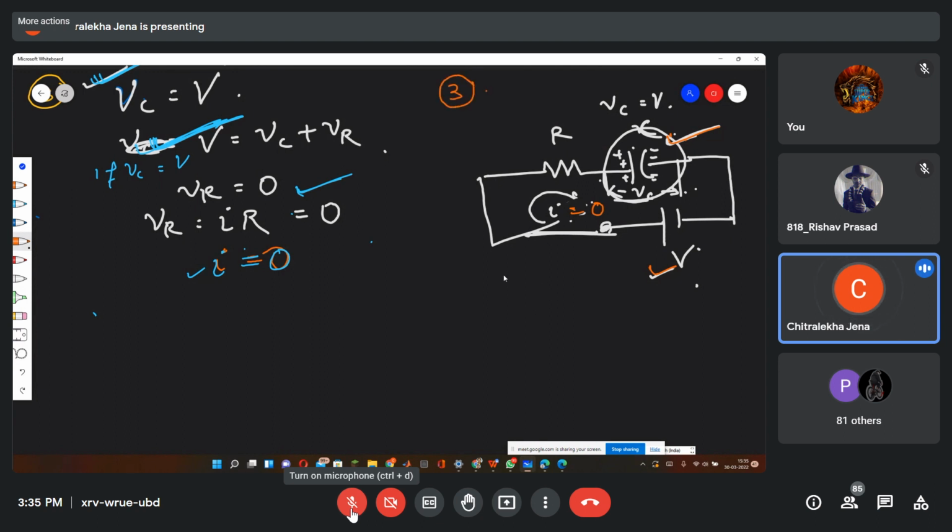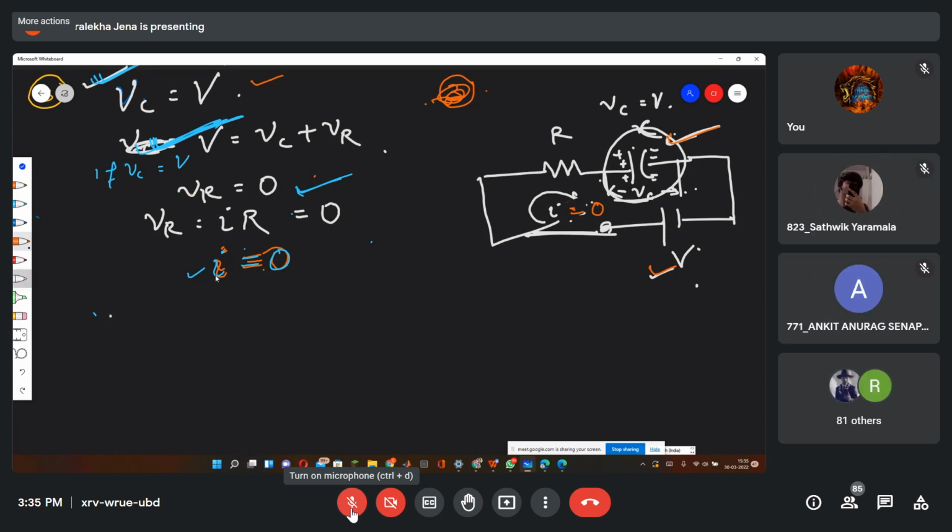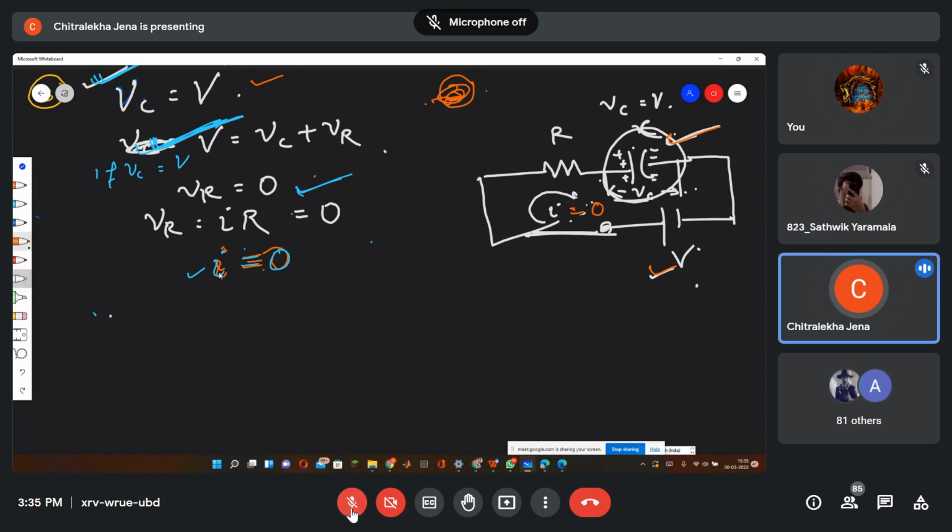Understood all of you? So in the third state, what is happening? Here VC is equal to V, VR is equal to 0 because the current is equal to 0. Now all of you agree with me that the current is 0? Got it or not? Yes, ma'am. So I is equal to 0.